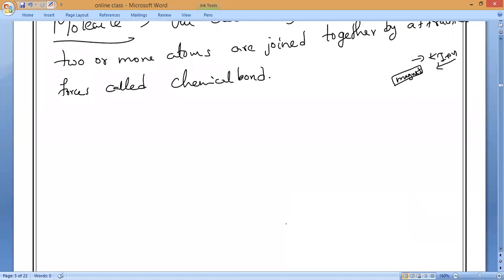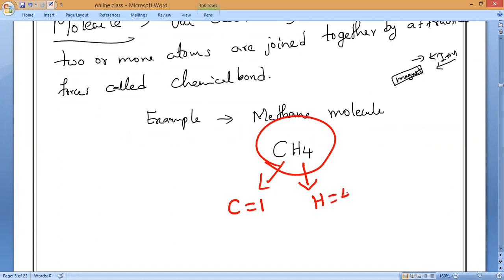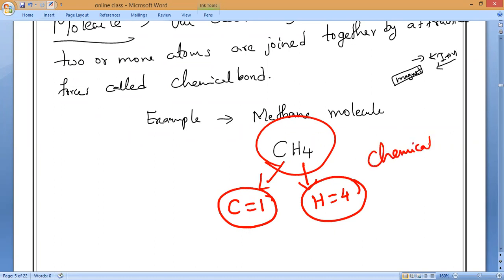Now, for example, you all know methane. Let me take the methane molecule. Its formula is CH4. If you notice, in this one molecule, how many carbons are there? One carbon. And how many hydrogens? Four hydrogens. So four hydrogen atoms are attached to one carbon atom with the help of chemical bonds. That is what is called a molecule of methane.